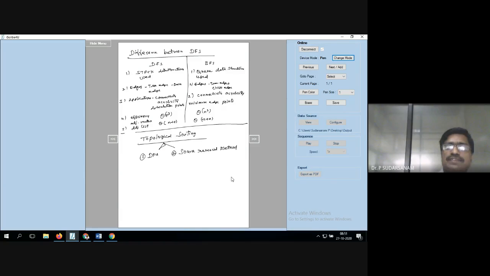The two methods are: one is called DFS, another is called the source removal method. Now we'll go for the first one, using DFS.